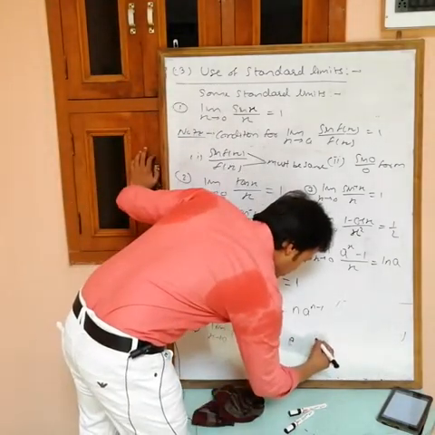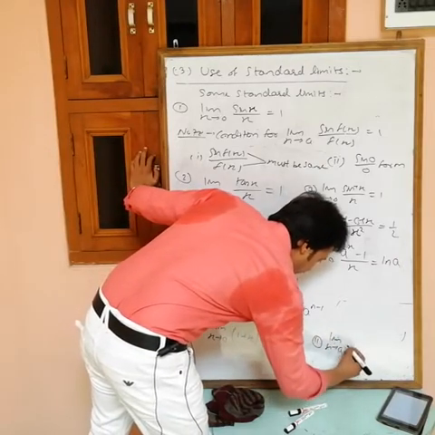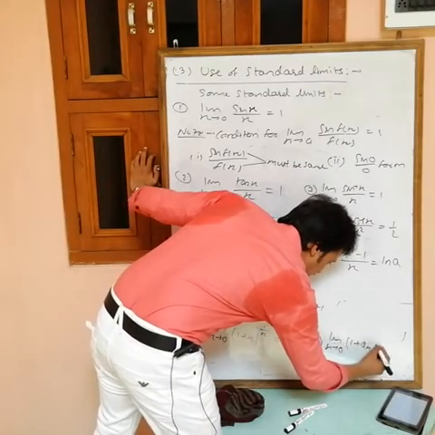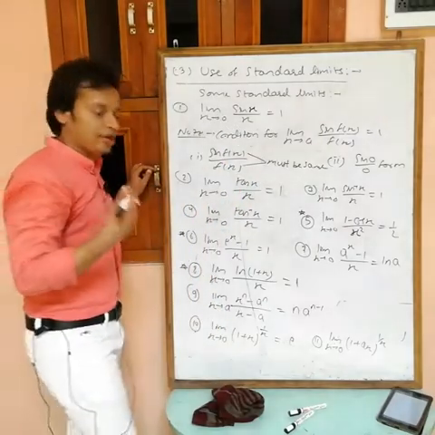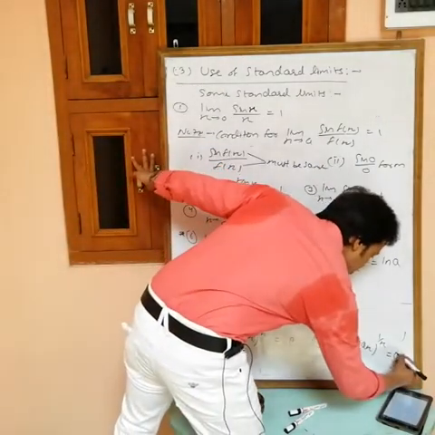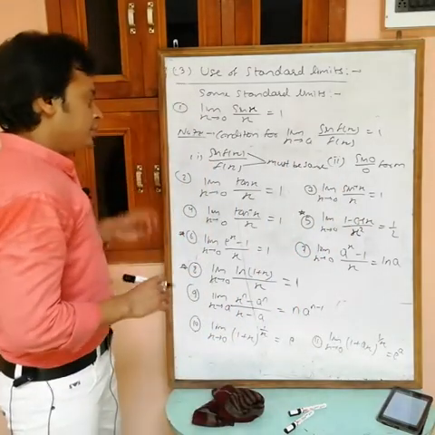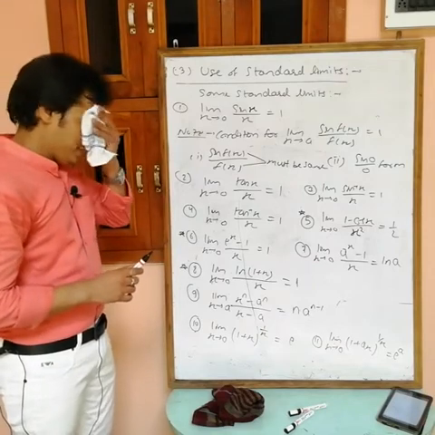And the last, 11th, limit x tending to 0, 1 plus ax whole power 1 by x. If you have ax in place of x, then the answer is e power a. Write down. Now we will take examples based on these.